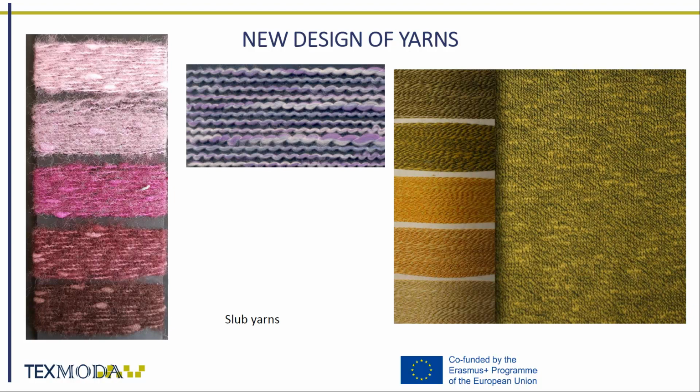Sloop, loop, snarl, knot, button, and other fancy effects belong to the group of periodically distributed effects. Sloop fancy yarns are manufactured by making thick places distributed periodically along the yarn. Sloops can be made from the same or different raw material or color fibers than the basic fancy yarn.